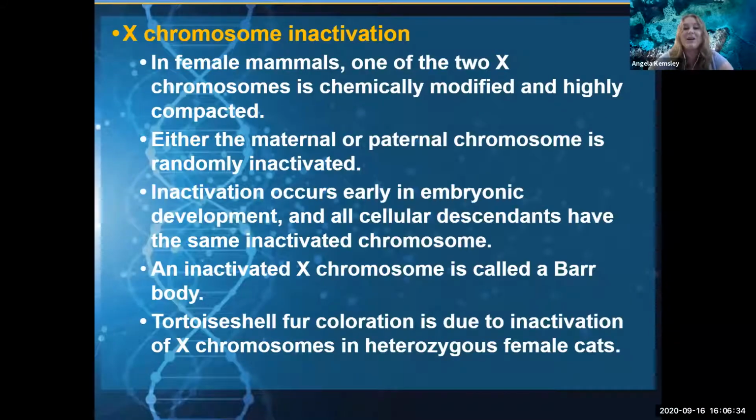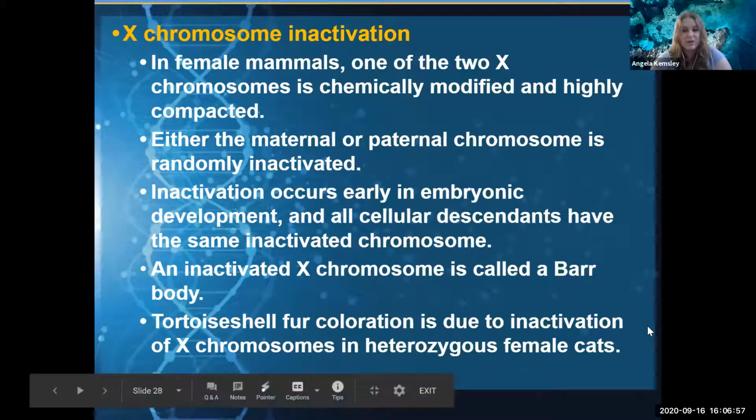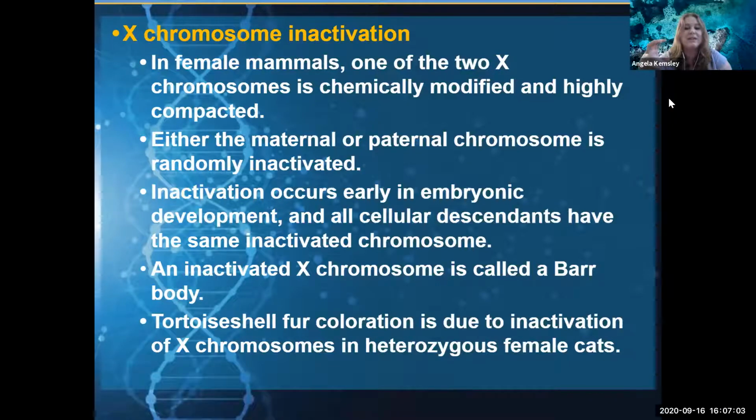So there's also something called X chromosome inactivation. In female mammals, one of the 2 X chromosomes is chemically modified and highly compacted, and that results in it being inactivated. It can be either the maternal or paternal chromosome, which is randomly inactivated. Inactivation usually occurs early in embryonic development. And since it occurs early, all of the cellular descendants have the same inactivated chromosome. We call an inactivated X chromosome a Barr body, B-A-R-R body.